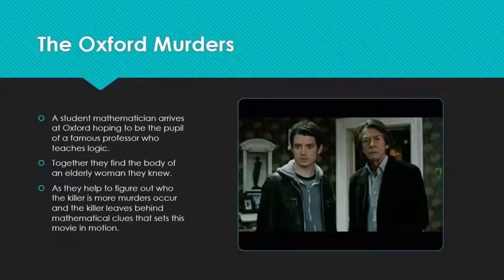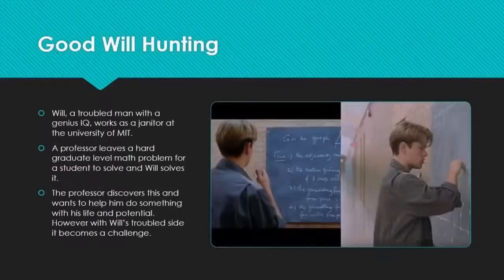Next up, we have the Good Will Hunting movie. In Good Will Hunting, the main character, whose name is Will, is a troubled young man with a genius IQ. He works as a janitor at MIT. A professor leaves a graduate-level math problem for a student to solve, and Will solves it. The professor discovers this and wants to help him do something with his life and potential. However, Will does come from a poor side of a city, and it becomes a challenge to get him to his full potential. Next, we have the Da Vinci Code.